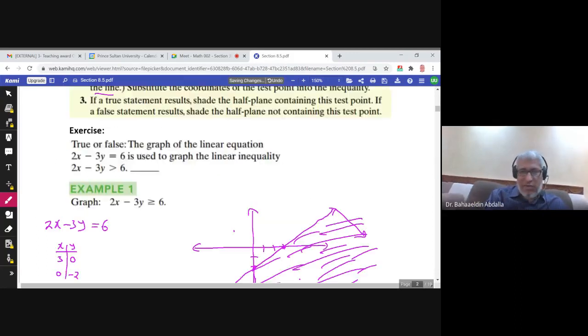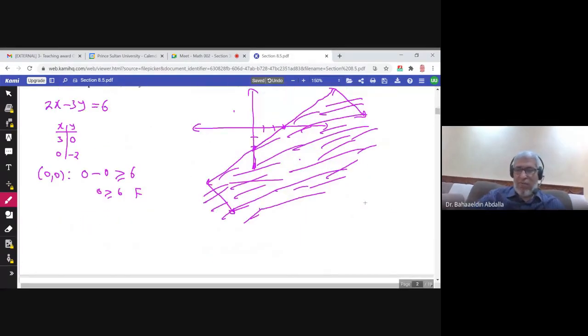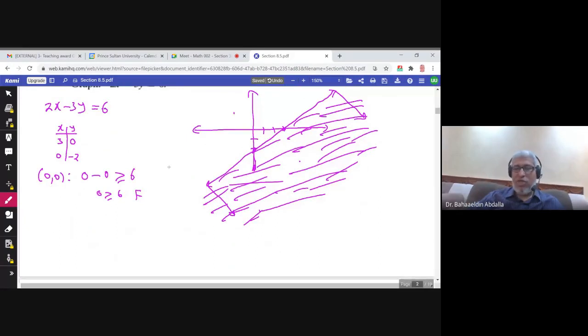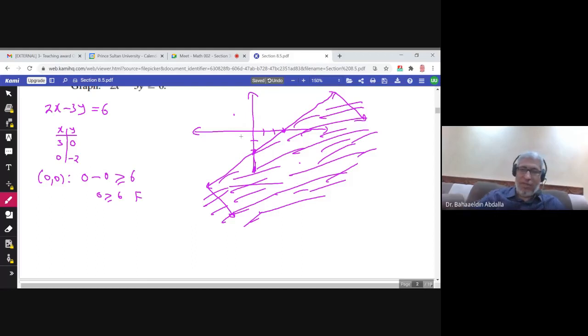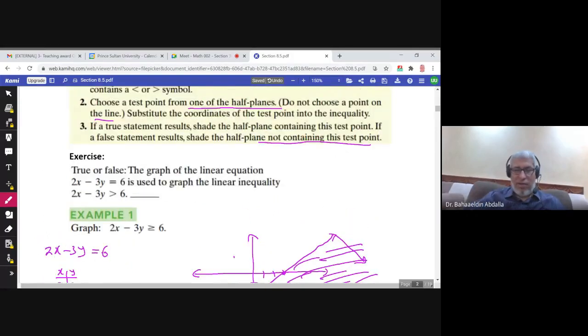If a true statement results, shade the half plane containing this test point. If a false statement results, shade the half plane not containing this test point. So we shaded the half plane not containing the point 0, 0 because 0, 0 does not satisfy this inequality. So this is how we graph linear inequalities in two variables. Let us solve this exercise.